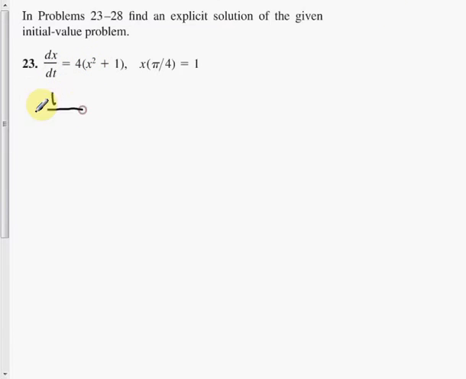So we end up with 1 over x squared plus 1 dx is equal to 4 dt. We now integrate both sides respectively, with dx on the left side, integrating with respect to x on the left, integrating with respect to t on the right.